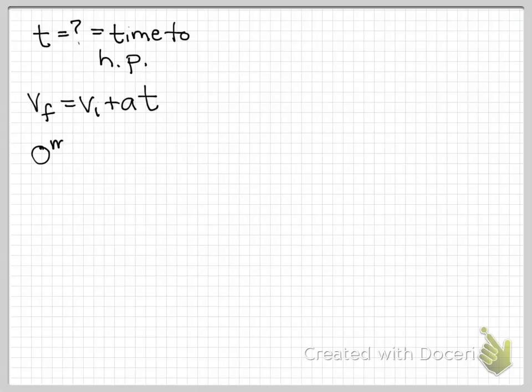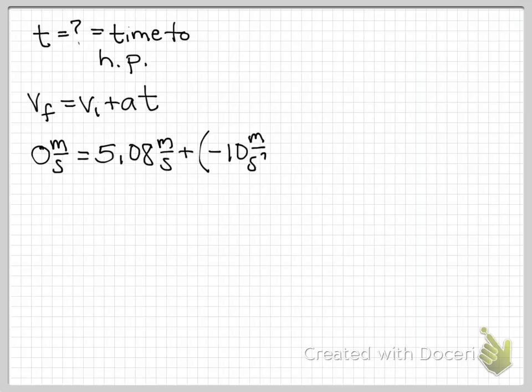So let's do that. 0 meters per second equals 5.08 meters per second plus acceleration negative 10 meters per second squared times time. And so solving for time here, I get time as 0.508 seconds. Now, that's the time it takes to get to the highest point.